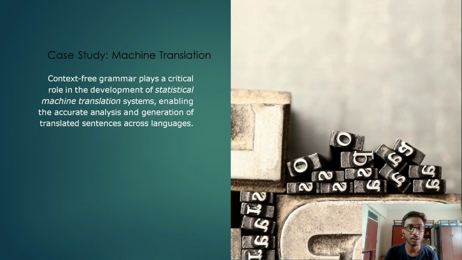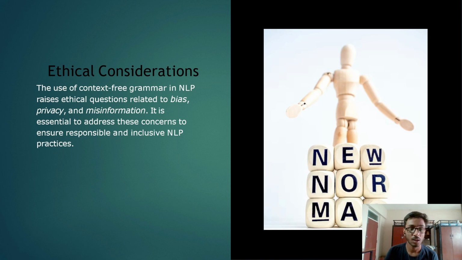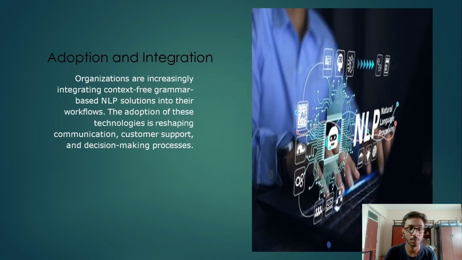Case study. Machine translation. Context-free grammar plays a critical role in the development of statistical machine translation systems, enabling the accurate analysis and generation of translated sentences across languages. Ethical consideration. The use of context-free grammar in NLP raises ethical questions related to bias, privacy, and misinformation. It is essential to address these concerns to ensure responsible and inclusive NLP practices.